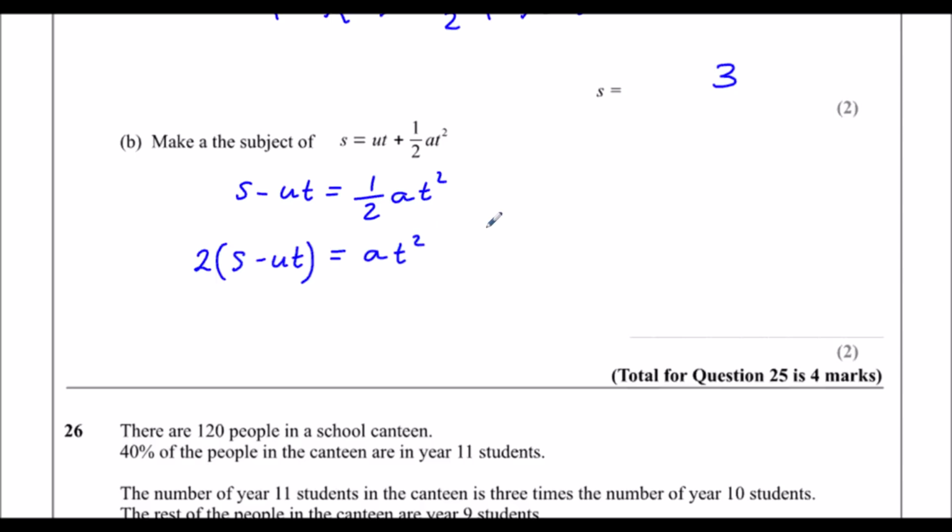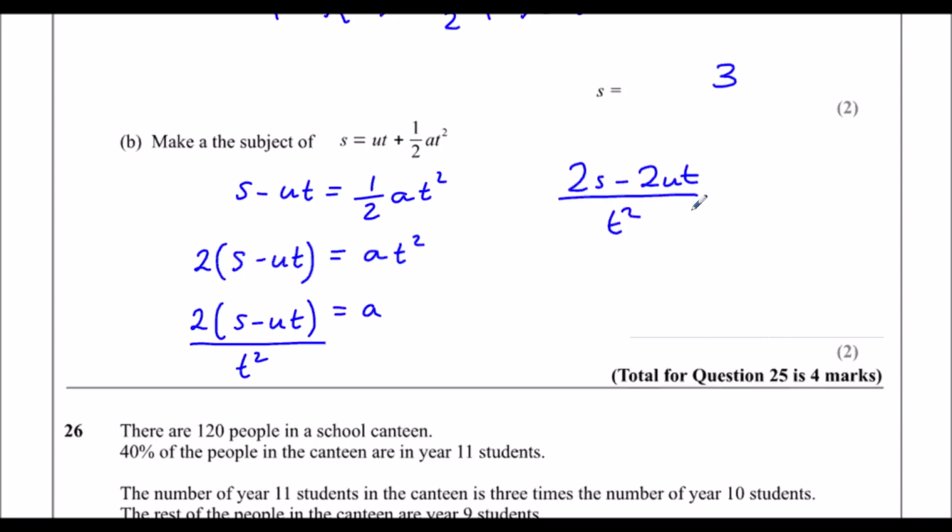Then I'm going to get t squared by itself. No, I'm not. I want a by itself. So I'm going to divide both sides by t squared. I want a to be the subject. So at the moment it's multiplied by t squared. So to get it by itself, I need to divide both sides by t squared. So that's my answer. I could also have this bracket expanded, which will be 2s minus 2ut over t squared. Either way would be okay. So either one of these two answers are okay.